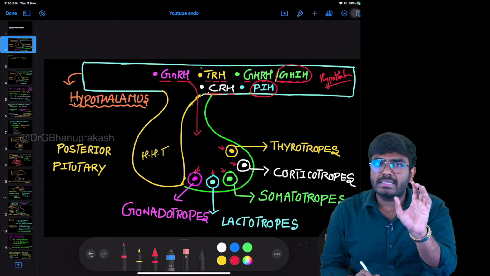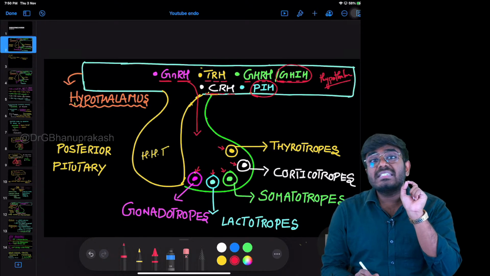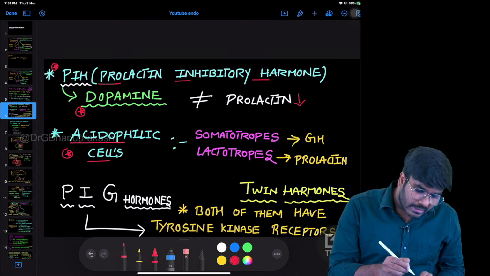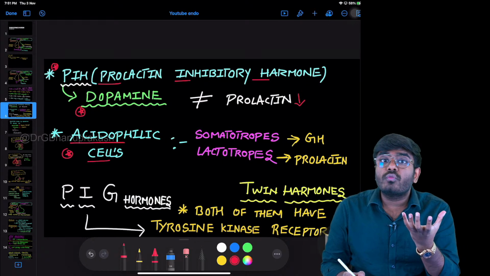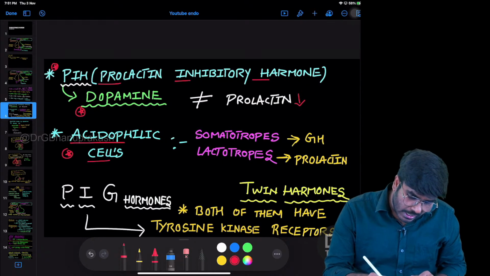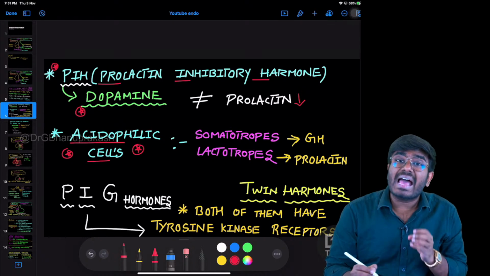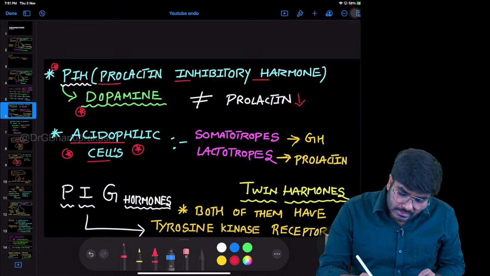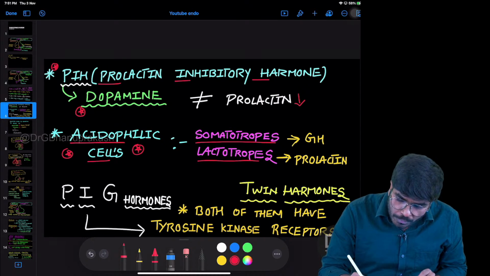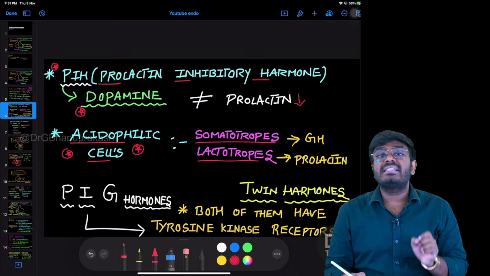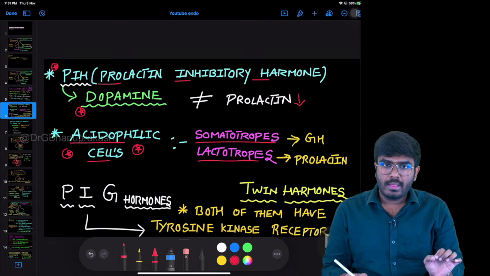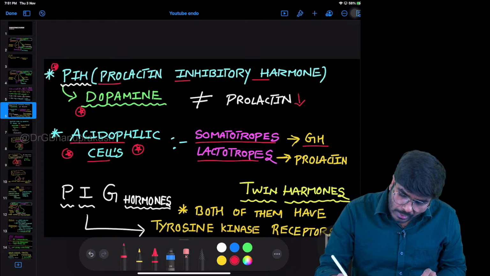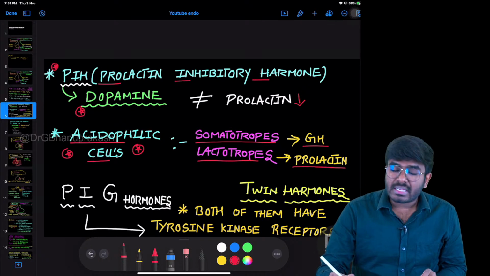Now, whenever you do staining, 2 groups of cells will take the red color stain, the eosinophilic stain. Those cells are called the acidophilic cells, acid-loving cells. Which cells are acid-loving cells? The somatotropes and lactotropes are considered the acidophilic cells. Which hormones do they produce? Somatotropes produce growth hormone, and prolactin comes from the lactotropes.